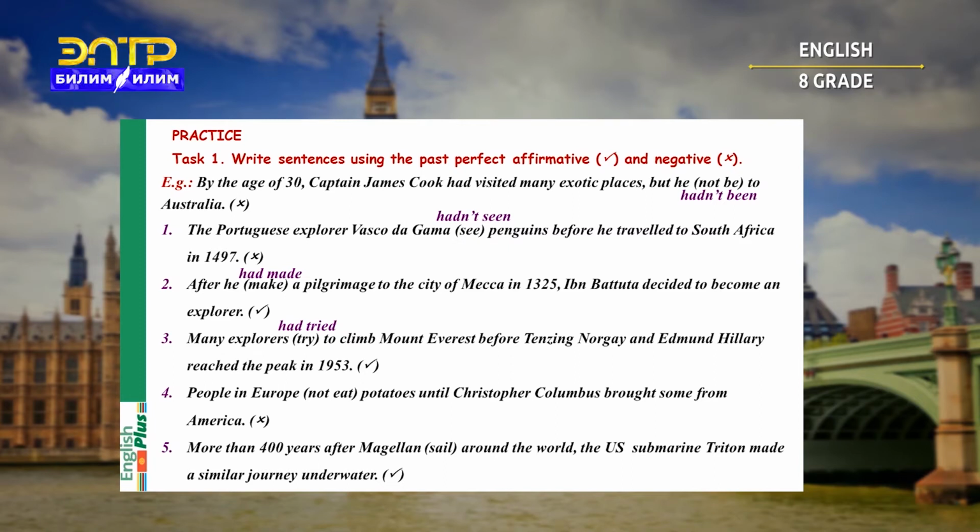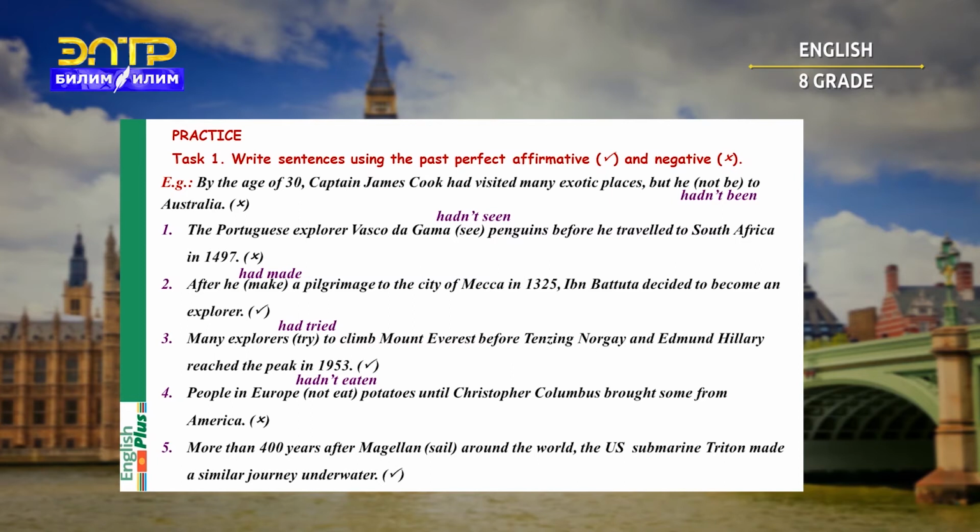Sentence number 4 is negative. The verb eat is irregular, so put it into past perfect negative form. People in Europe hadn't eaten potatoes until Christopher Columbus brought some from America.